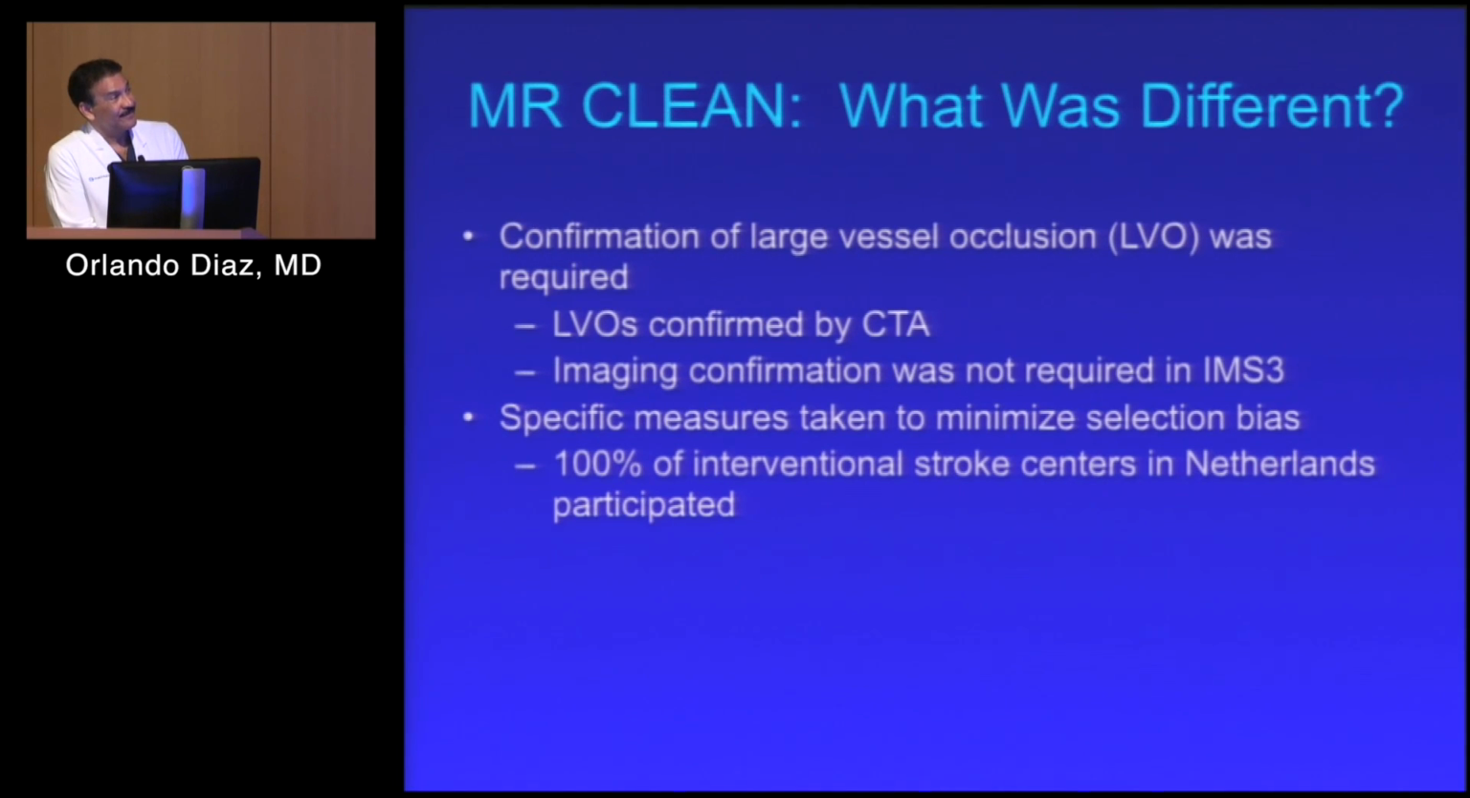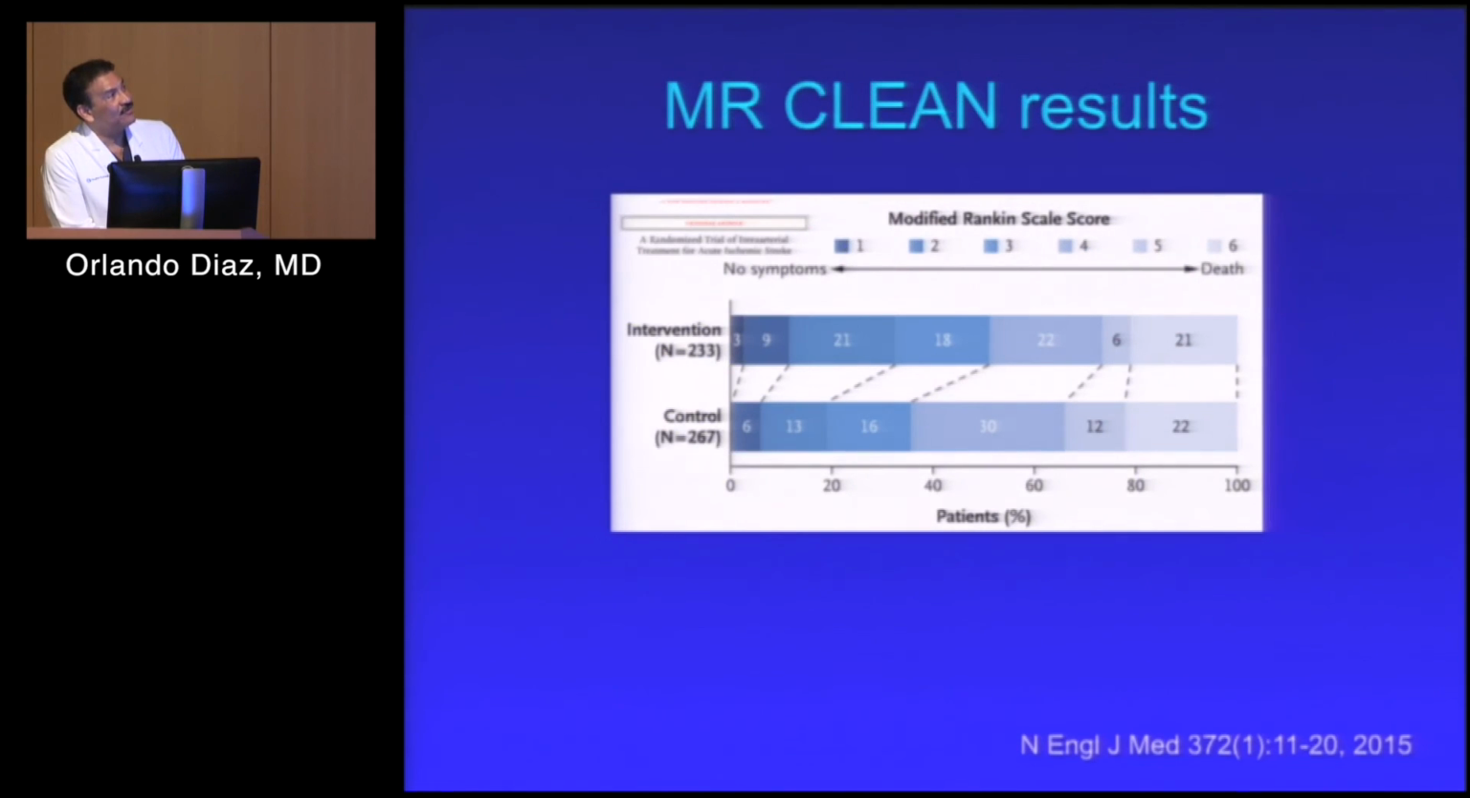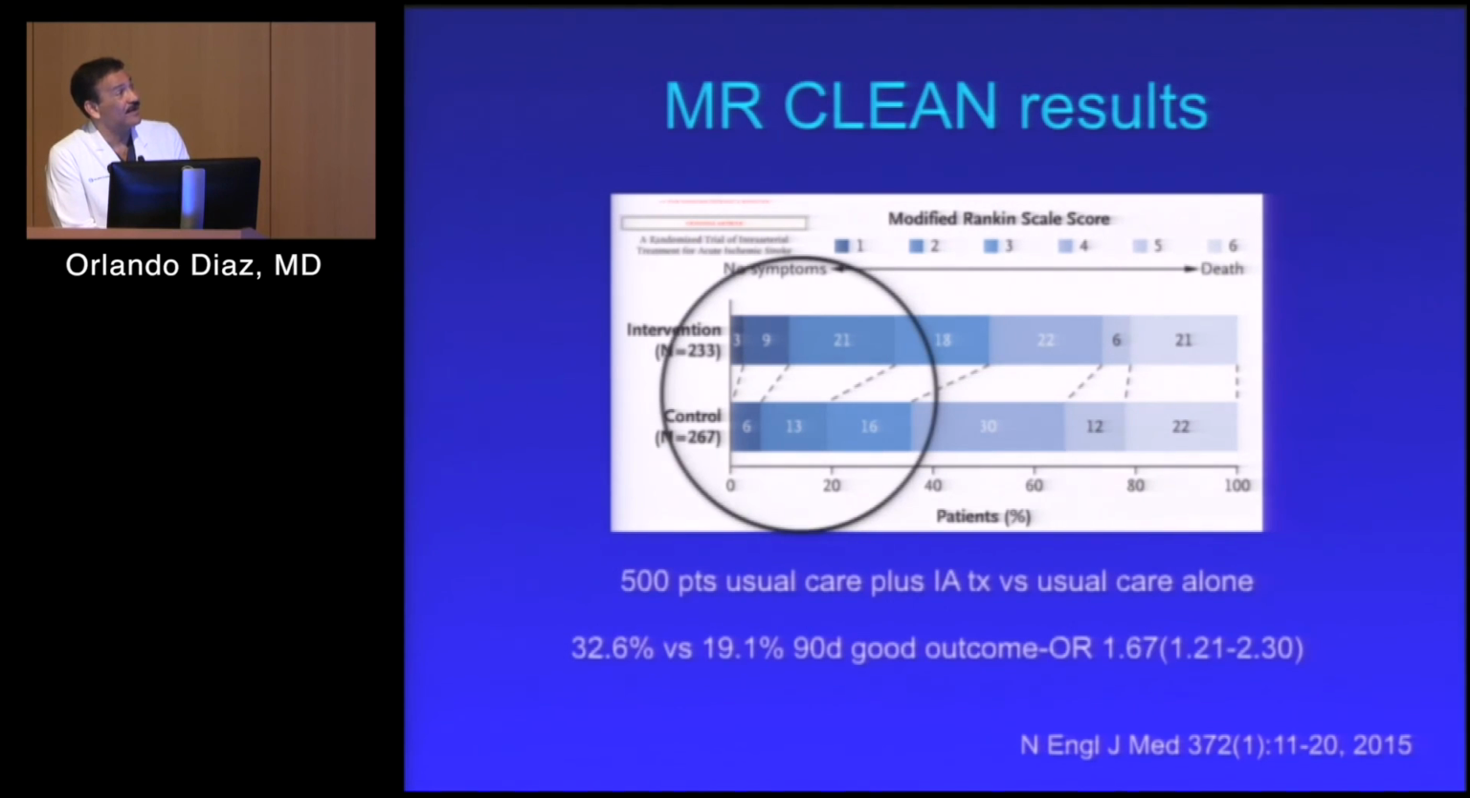100% of interventional stroke centers should be participating. It's not like sometimes, whatever I want. And definitely with interventional versus non-interventional, this is the ranking scale. You know, 0, 1, 2 are basically very functional. Look at this one for control versus interventional, more people. So what's the first, in 2015, MR CLEAN? So they say that 32.6% were functional versus basically 20% if we do mechanical thrombolysis.